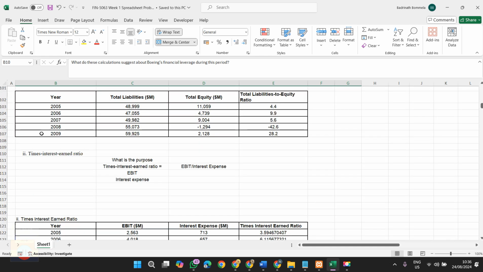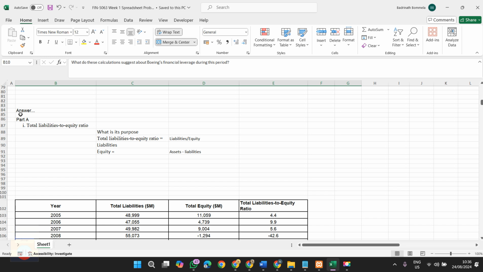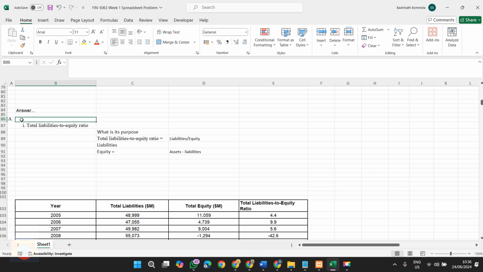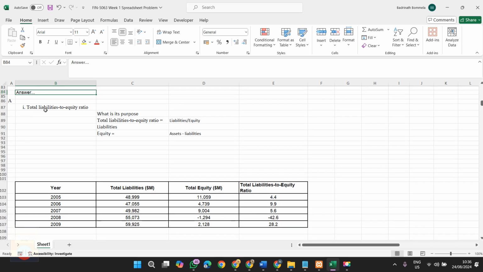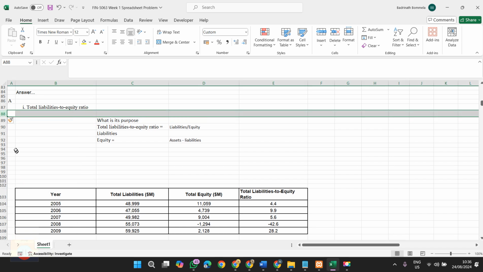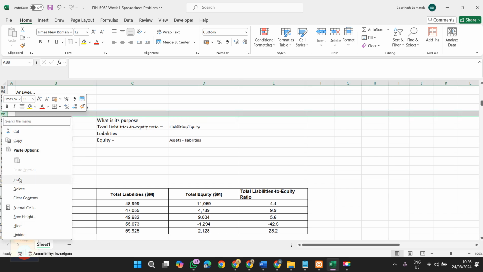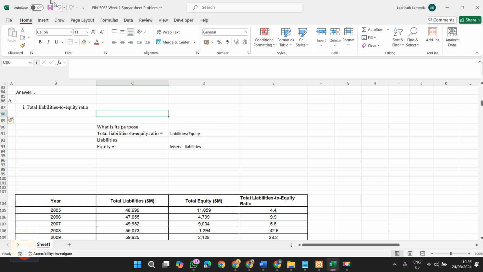If you scroll down your document, at the bottom you can see some calculations that are provided by me. Here, before you start writing about the total liabilities to equity ratio, discuss what its purpose is. Some theory. Just include at least one or two lines of detail on that. From here you can start and write what the purpose is.